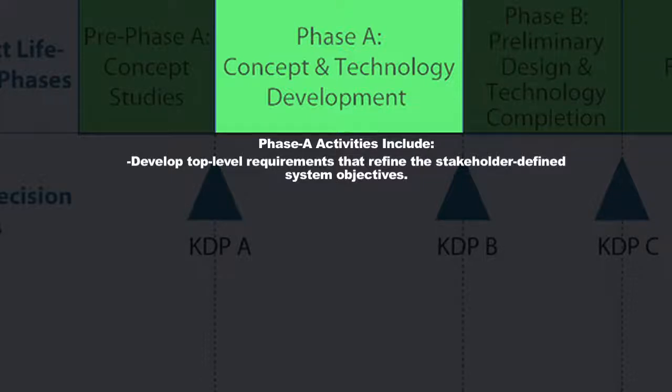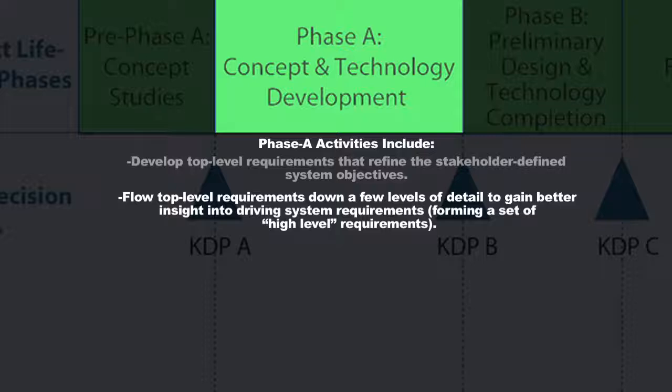We're going to call the next, as you see in the next bullet, you've got to flow these top-level requirements down a few more levels of detail in Phase A. We're going to call those a high-level set of requirements. You're going to flow them down maybe two more levels of detail, and you're going to provide more specificity along the way, right?